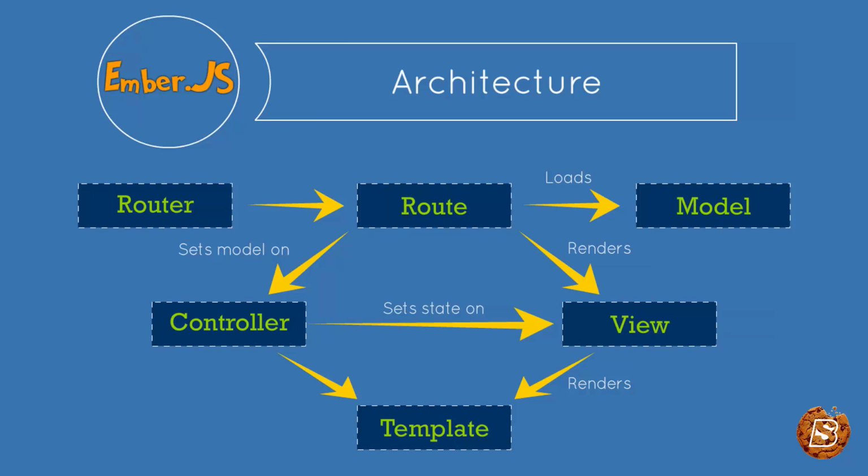Then we have views. Views basically represent particular parts of your application. A view is associated with a controller, a handlebars template and a route. So if you're talking about a view, it has associations with controller, route, and template.